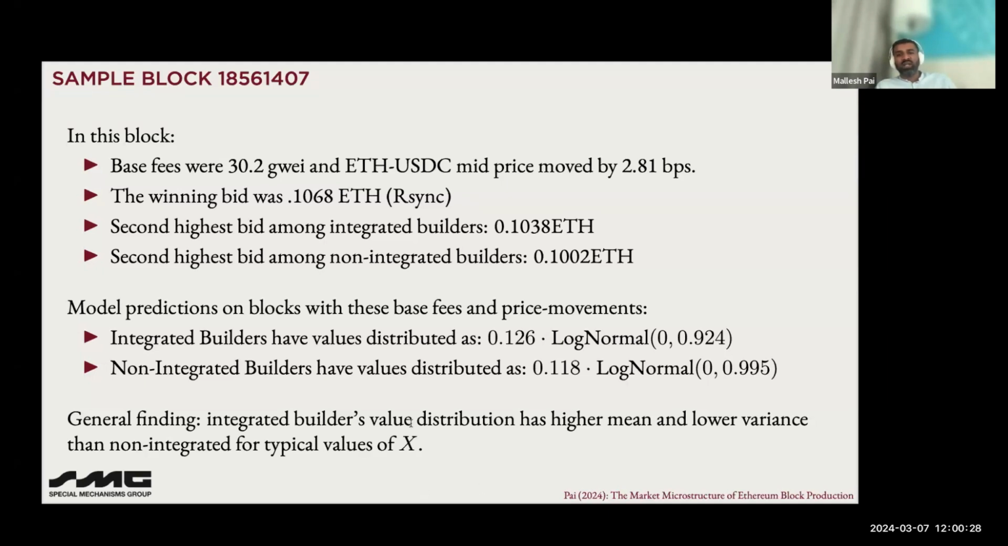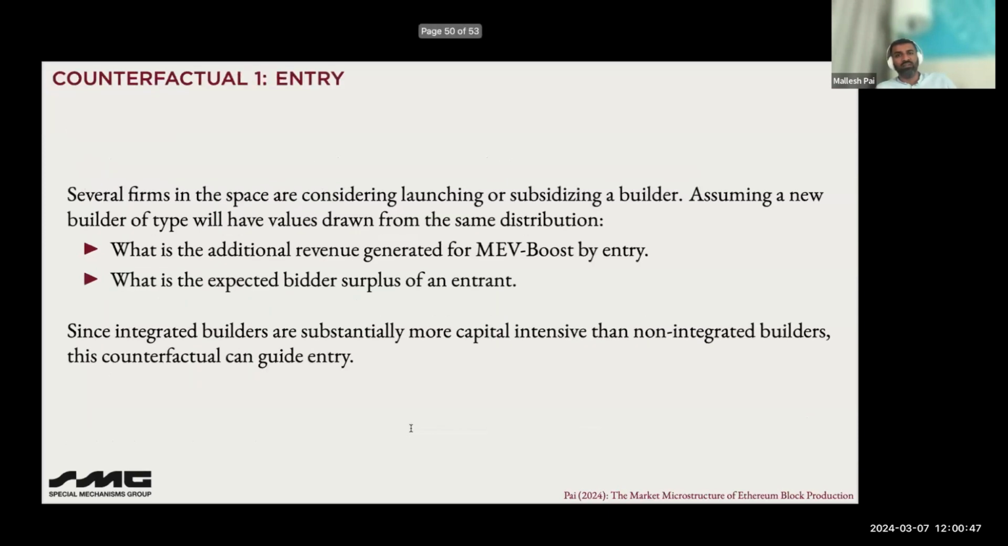In general, integrated builders' value distribution has a higher mean and a lower variance than non-integrated builders for typical values of X. So more often than not, integrated builders are more tightly bunched together, but they're also on average willing to pay more, which is consistent with, of course, the fact that they're winning a lot of these auctions. Like I showed you in the data, they're winning more than half.